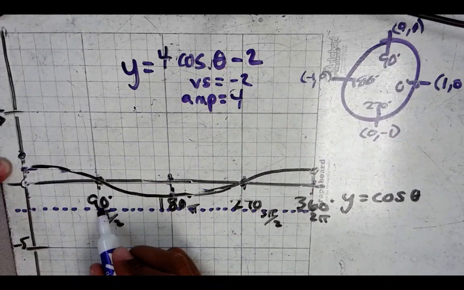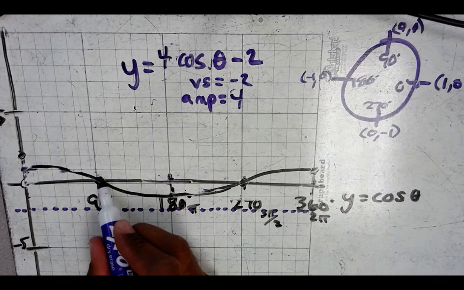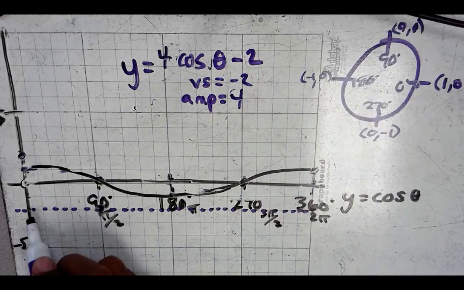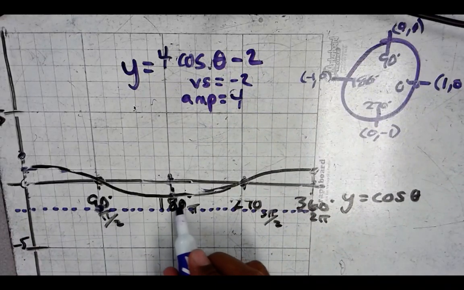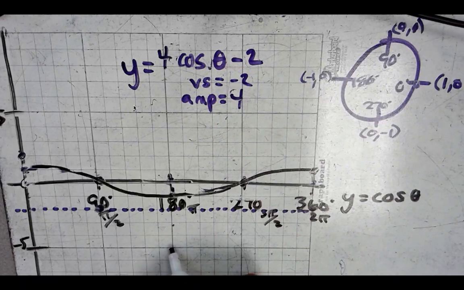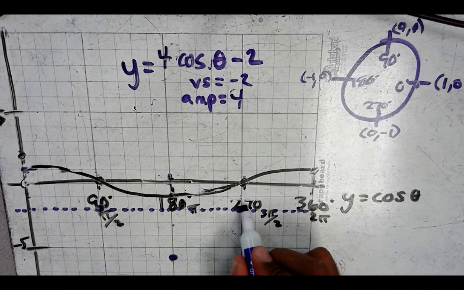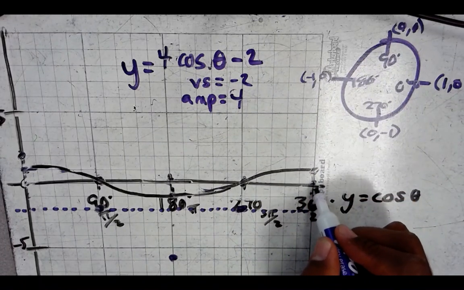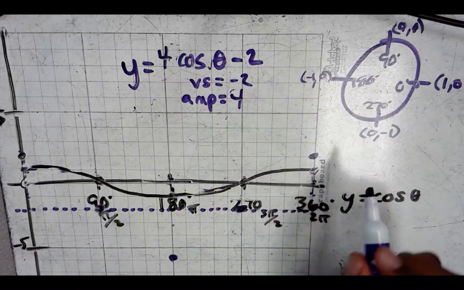Then when I go to 90 degrees, remember that here I went through the midline. I do the same thing here, except I come through the midline at this point, at 90 degrees and -2. When I come to 180, it's below the line. So here I start at the midline and I count 4 units below. So I go 1, 2, 3, 4. Then at 270, we come back to the midline. And then at 360, we're going to now go above. So I count 1, 2, 3, 4 units above.